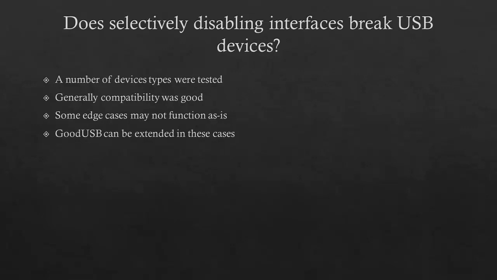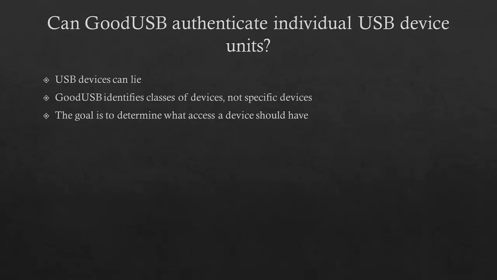Significantly, devices that requested multiple drivers were able to function when one or more of the requested accesses was denied. Still, some compatibility issues should be expected when using GoodUSB. Notably, devices such as the YubiKey authentication device, which is both a USB smart card and human interface device, may present challenges. In these cases, GoodUSB should be able to accommodate new device-to-interface mappings to allow the device to function properly.